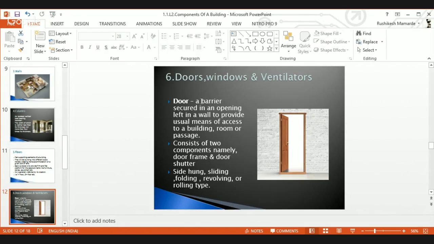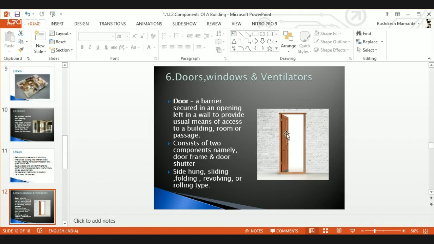First thing first is the door: a barrier secured in an opening left in a wall to provide the usual means of access to the building, room, or passage. You see, it is a barrier, and here is the opening kept in a wall to provide the usual means of access. So one can go inside or come outside. That is the usual means of access to a building, room, or passage. So that is the opening, and here is a barrier.